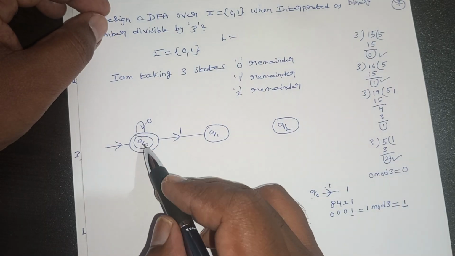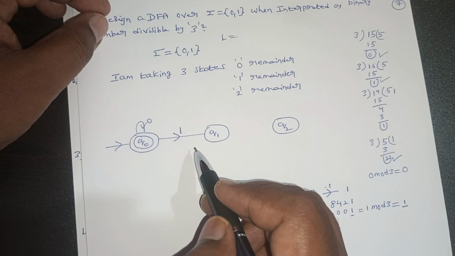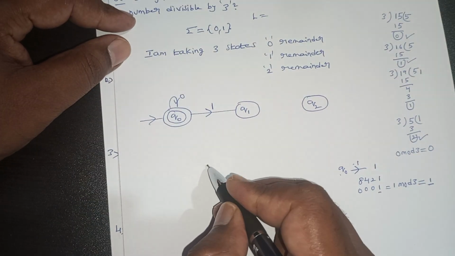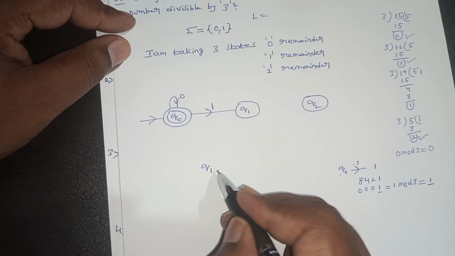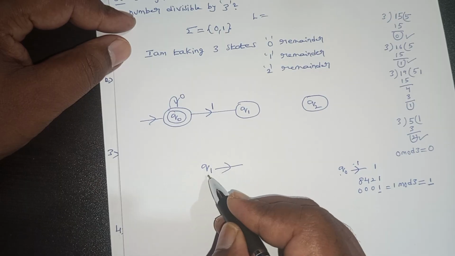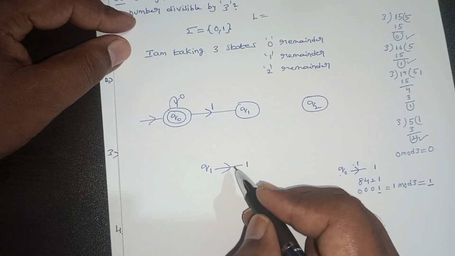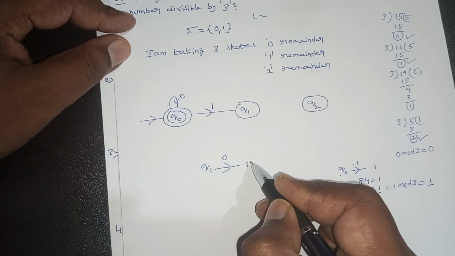Now Q0 on 0 there is an edge, Q0 on 1 there is an edge. Now I have to form the edges for Q1 and Q2. So you take Q1, same procedure as the previous one. How do I reach Q1? You take the path, that is 1. Now Q1 and 0, so 1 0.